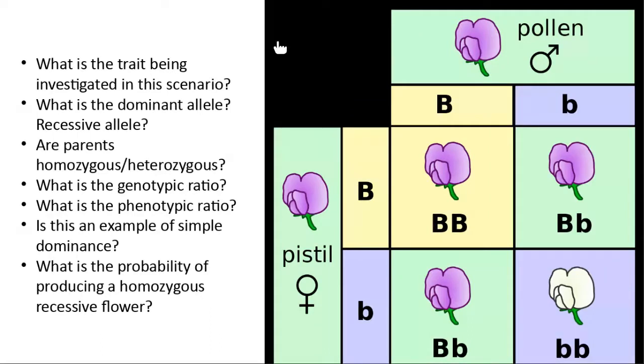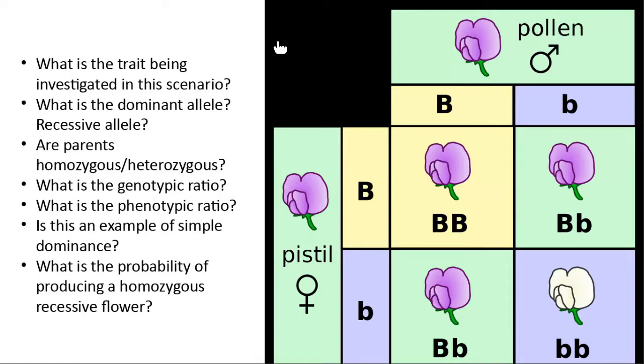Okay, so let's look at Punnett squares, which are everybody's favorite. This Punnett square has already been done, so we're going to work backwards from how we did it in class. First, I'd like to ask you, what's the trait being investigated in this scenario? What are we looking at? The color of the flower. Yes, very good. And from what you can tell about this Punnett square, what do you think is the dominant allele and the recessive allele?